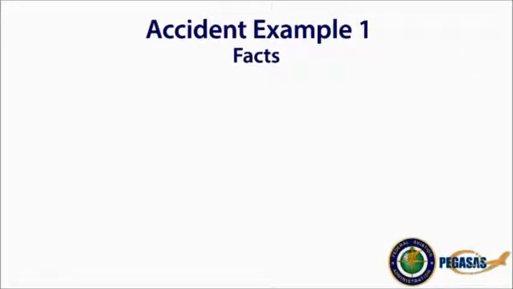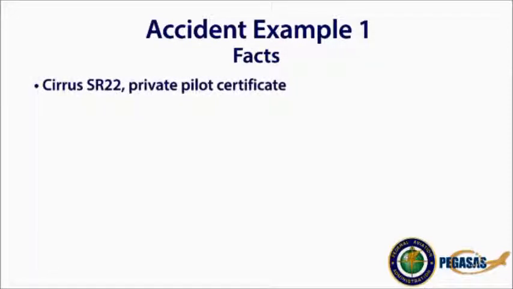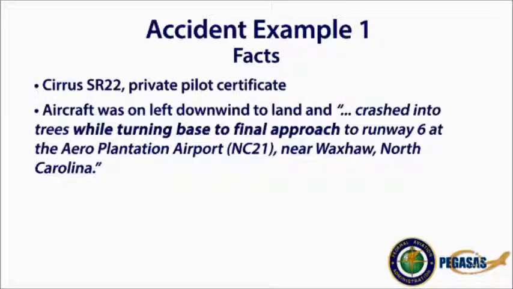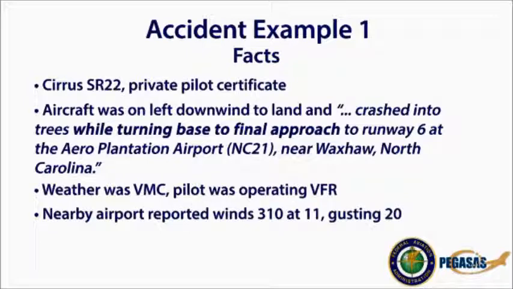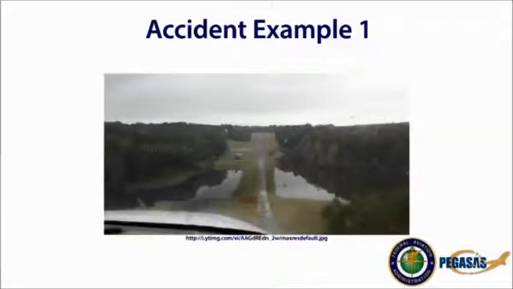In accident example number 1, the facts are that it was a Cirrus SR-22 flown by a private pilot certificated individual. The aircraft was on left downwind to land, and from the accident report, crashed into trees while turning base to final approach to runway 6 at the Aero Plantation Airport near Waxhaw, North Carolina. The weather was VMC, or visual meteorological conditions, and the pilot was operating VFR. Winds at a nearby airport reported at 310 degrees at 11 knots, gusting to 20 knots. The airport is described as tricky due to runway slopes and surrounding terrain.